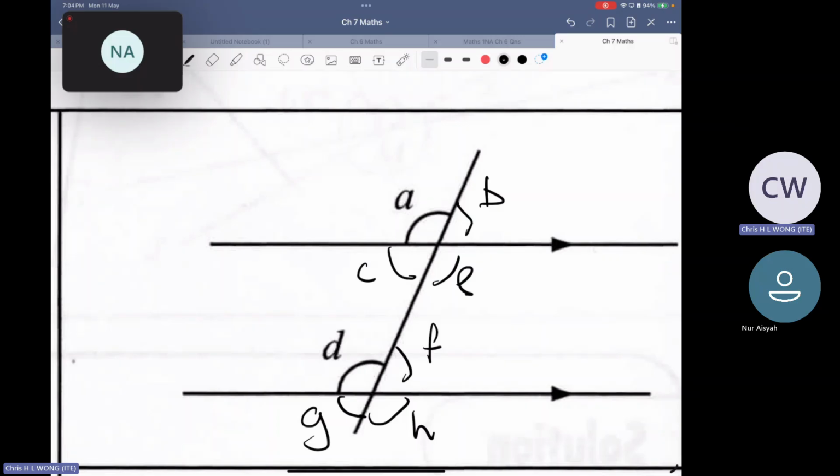If I give you E, and E is 120, can you find C? 180 minus E, right? Reason: because it's supplementary angles also. So you use all those things to apply and then you find the angle. Okay?